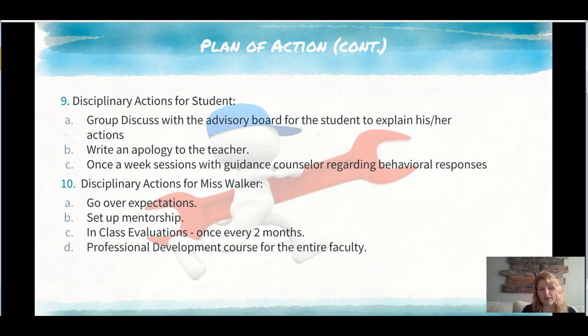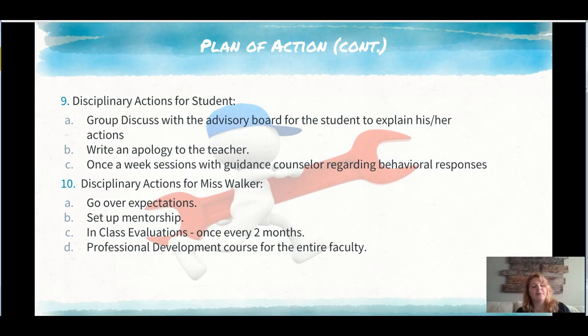Also writing an apology letter to the teacher and having once a week sessions with a guidance counselor regarding behavioral issues. This is where they can learn how to take their concerns and frustrations and effectively use them to make a change in a situation. Kind of teaching those life skills, going from academics and life skill incorporations into a school environment.